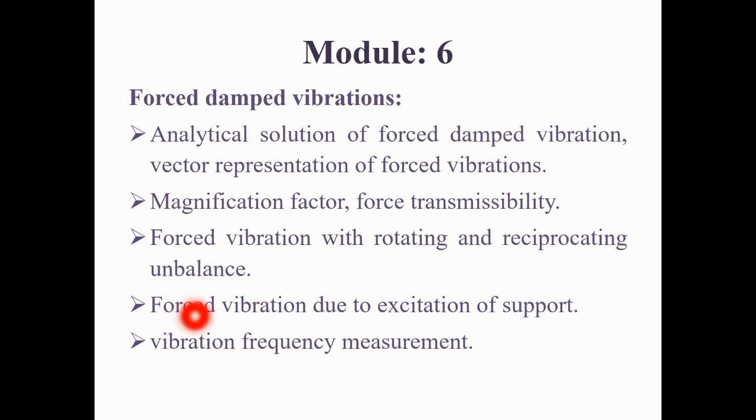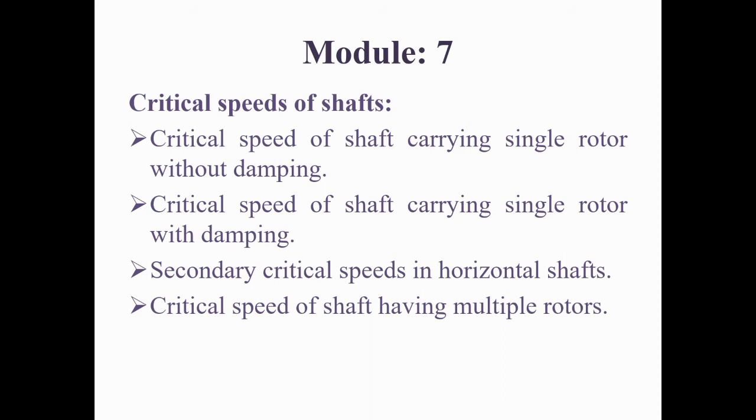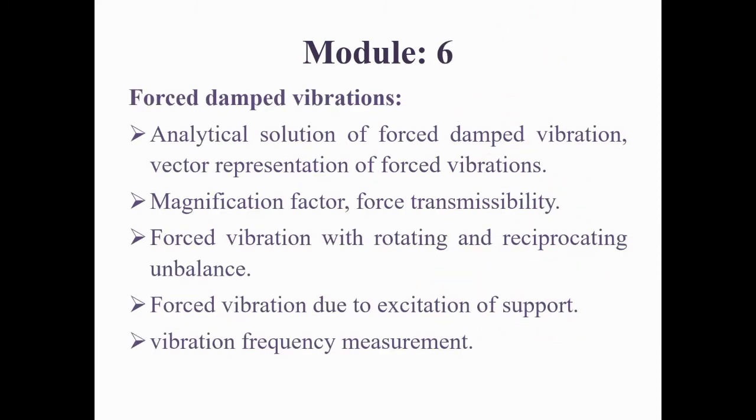Next, vibration frequency measurement. In module 7, we are going to study about critical speed of shaft. For that, first of all, we are going to take a shaft carrying single rotor without damping. Then we are going to find out critical speed of shaft carrying single rotor with damping. Then secondary critical speed in horizontal shafts and critical speed of shaft having multiple rotors. So all these topics are covered in module 7.